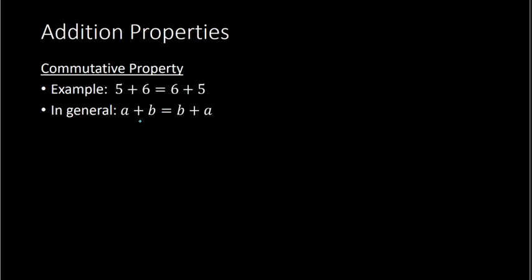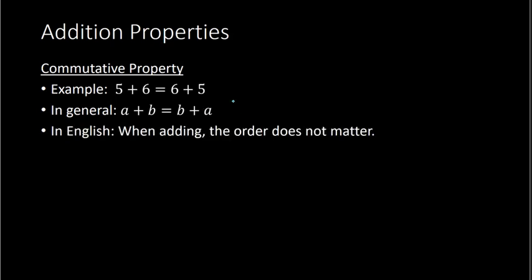So for example, if we have 5 plus 6, it doesn't matter if we have 5 plus 6 or if we move the numbers around and have 6 plus 5. Those are the same things. So the commutative property says that the order of addition does not matter. I can move the numbers around. That would be an example with actual numbers. And in general, in math notation, we would say a plus b would equal b plus a, where a and b are any number, and it doesn't matter if the a comes first or the b comes first. And again, in English, this property says that when adding, the order does not matter.